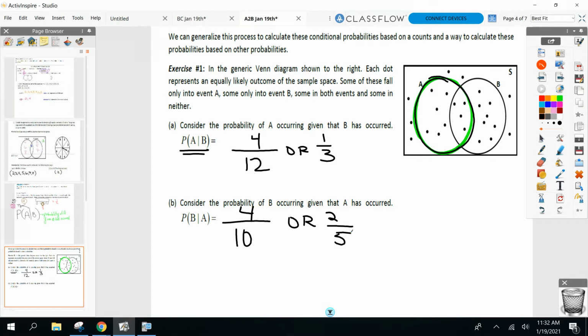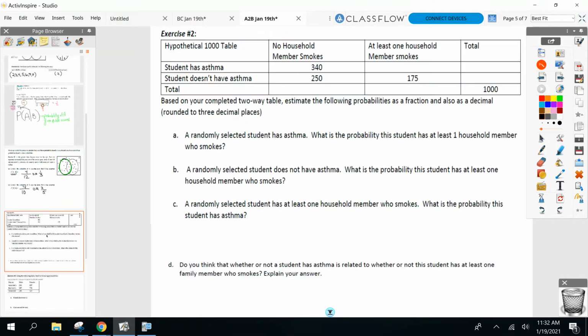All right, let's try a table now. You guys have practice from before the quiz. Go ahead and fill in my two-way table before I answer questions. Please go ahead and fill in the two-way table.